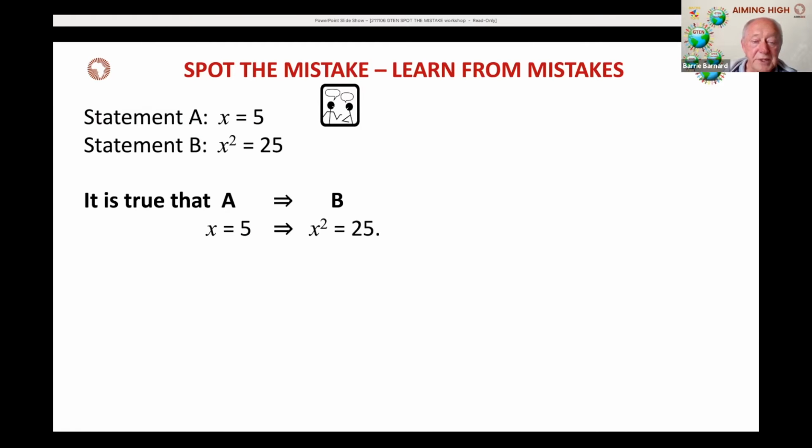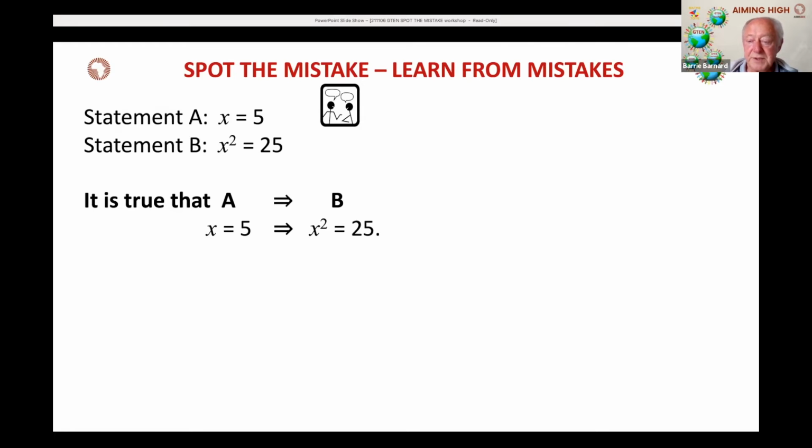Here's another one where we apply a bit of maths. Statement A says if x is 5, then x squared must be 25. So the if-then statement is if A, then B. In maths terms, if x is 5, then x squared is 25. So I think we agree with that statement.